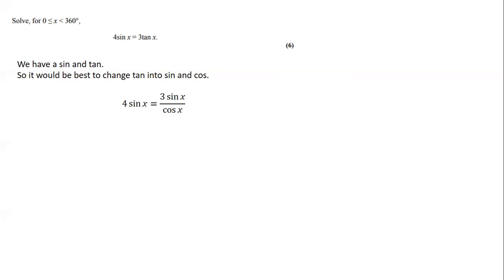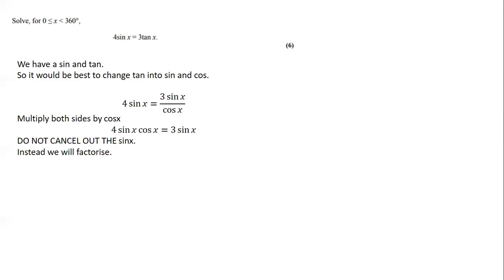Okay. Now I'm going to multiply both sides by cos x to get rid of the fraction. So 4 sine x cos x equals 3 sine x. Now this is the bit where you might be tempted just to cross out the sine x from both sides. However, with trig, we're not allowed to do that. In fact, in maths, we're only allowed to do that if we know the thing we're crossing out can't be 0. Because remember, we're not allowed to divide by 0, and sine x can definitely equal 0.